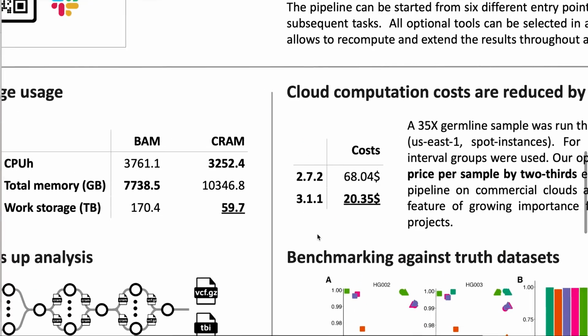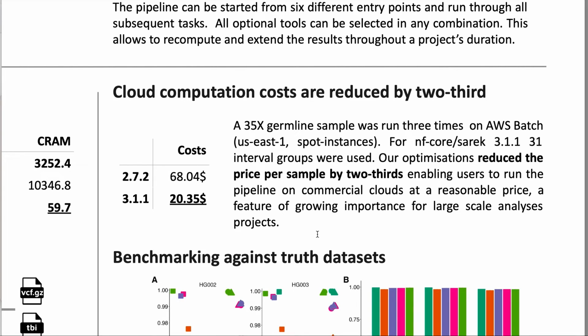Then one of the aspects we are particularly interested in is how the cloud computation costs are developing for a pipeline such as Sarek, as genomic data is now more frequently processed on private or commercial clouds, due to the huge amounts of data that are available, especially for already publicly available data. And what we saw is that we could decrease the costs by about 2/3 between Sarek 2 and Sarek 3, and this should enable researchers to use the pipeline in the cloud more frequently.